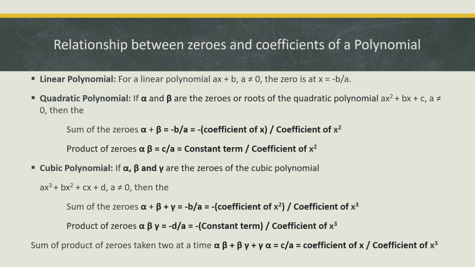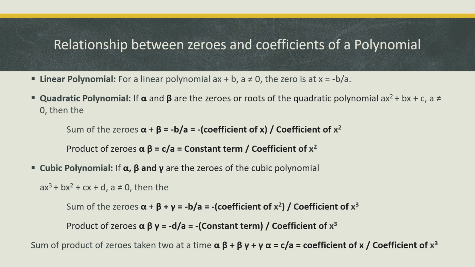Now an important concept: the relationship between zeros and coefficients of a polynomial. If it is a linear polynomial, for example ax plus b, we know that the zero is x is equal to minus b by a. It has only one zero, which is at minus b by a.